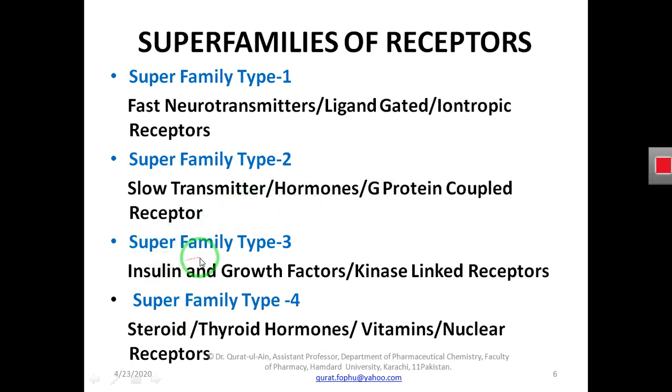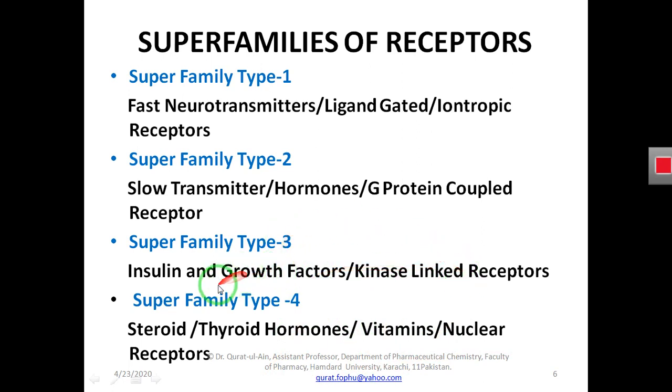Now, the third superfamily is all those receptors that are growth factor receptors, like the insulin receptor. We call this family the insulin and growth factor receptors; either it will be a growth factor receptor or an insulin receptor. They link with an enzyme that we call kinase. So on the basis of the kinase linked with this receptor, we term these receptors kinase-linked receptors.